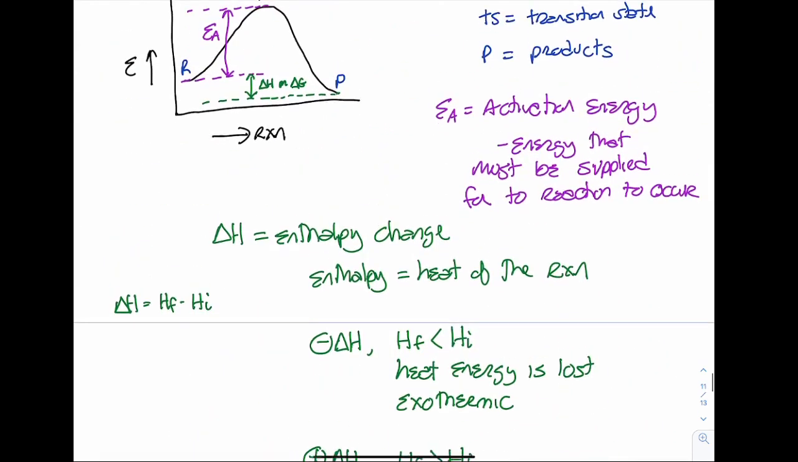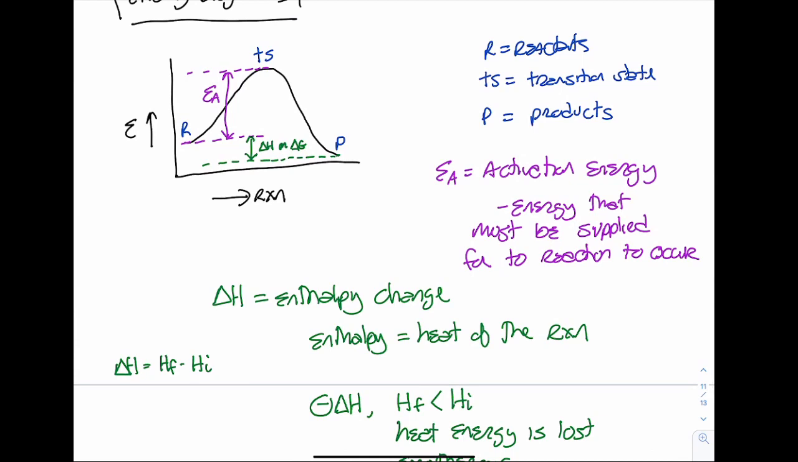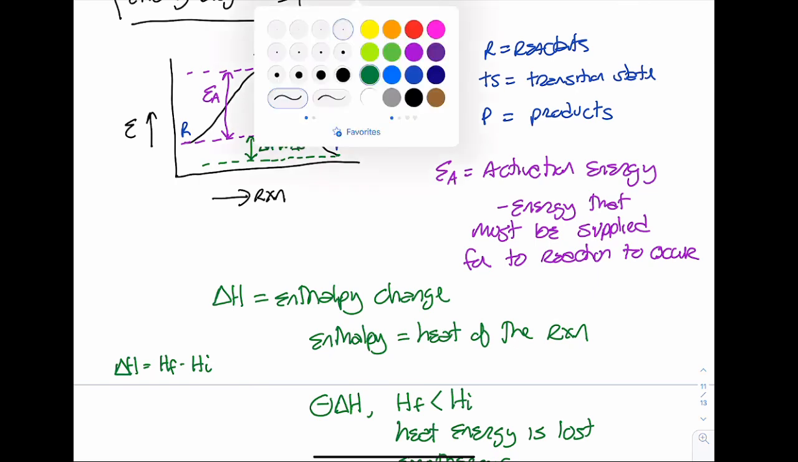So going back up, I could say this is a spontaneous reaction if that overall energy change is delta G. It would be an exothermic reaction, right? I'm losing heat energy if that overall energy change is delta H.